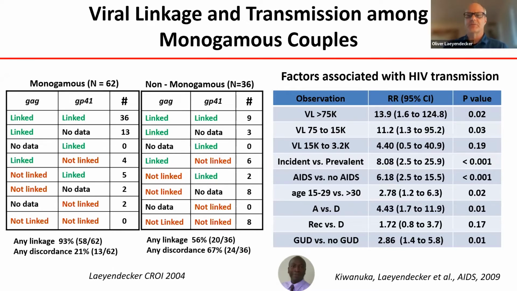But what was also surprising was that subtype was associated with higher risk of infection. If your partner was infected with subtype A, you were 4 times more likely to get infected than if your partner was infected with subtype D. And so this led us to other studies of what these viral factors associated with transmission are.